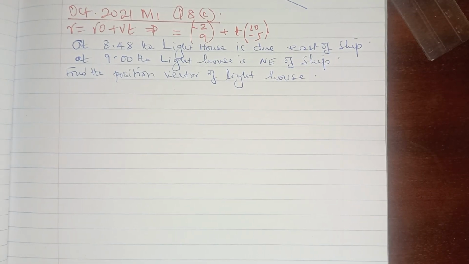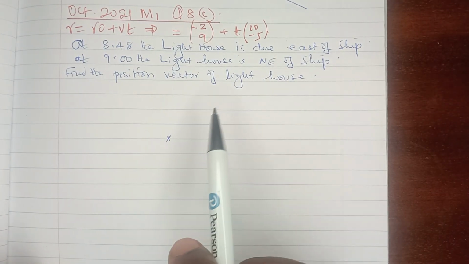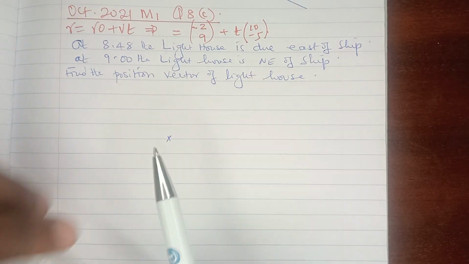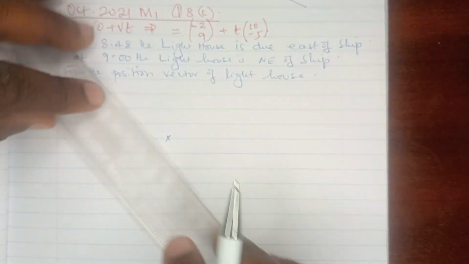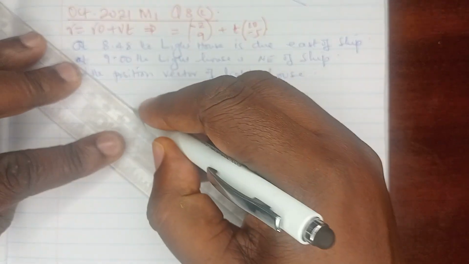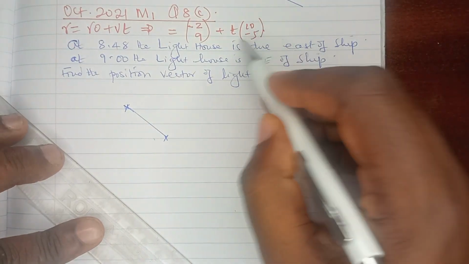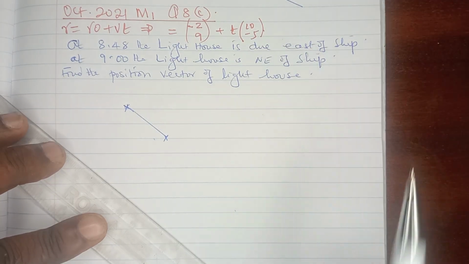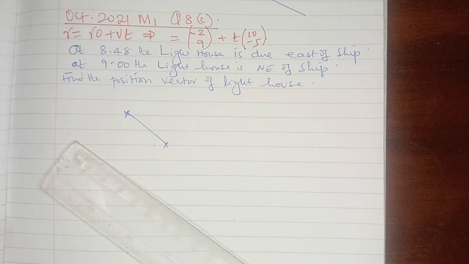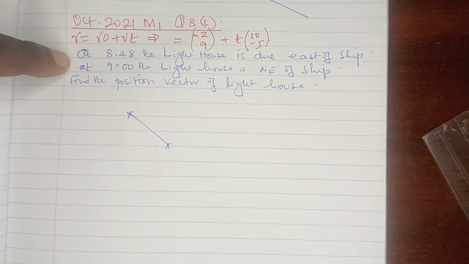If we talk about the starting point, let's say this is the origin, then the starting point is -29. Let's say this is 1, 2, and -29 is somewhere here. This is the starting point, and the direction vector is (10, -5).